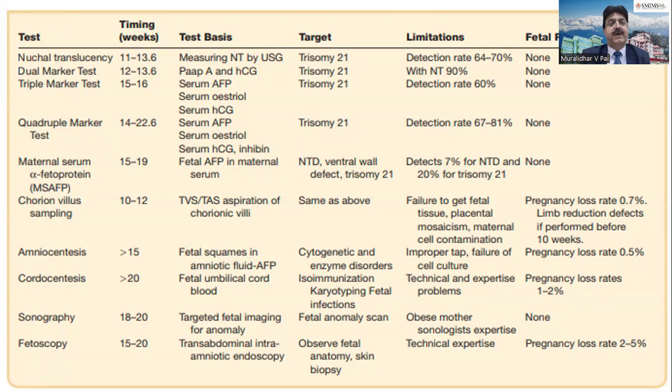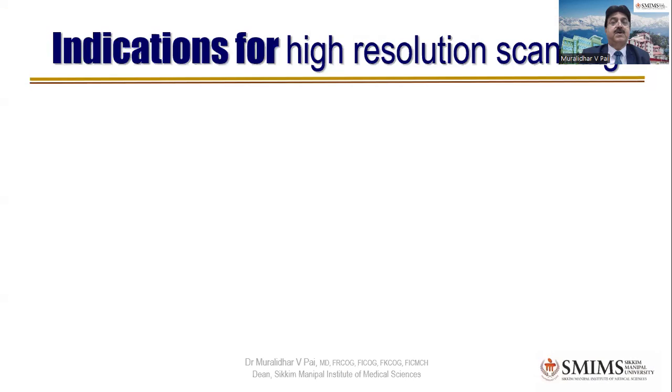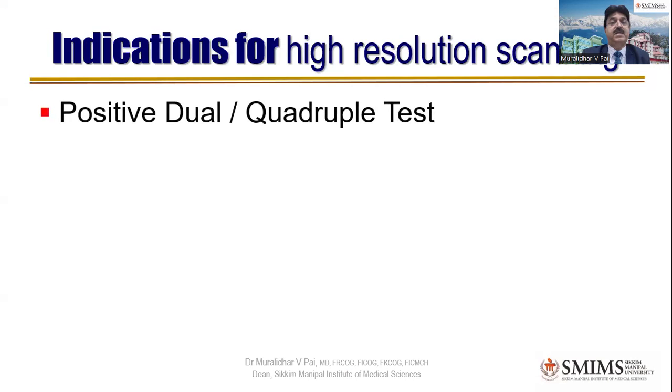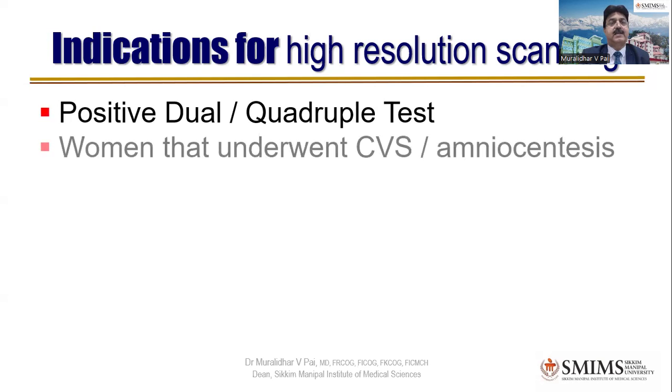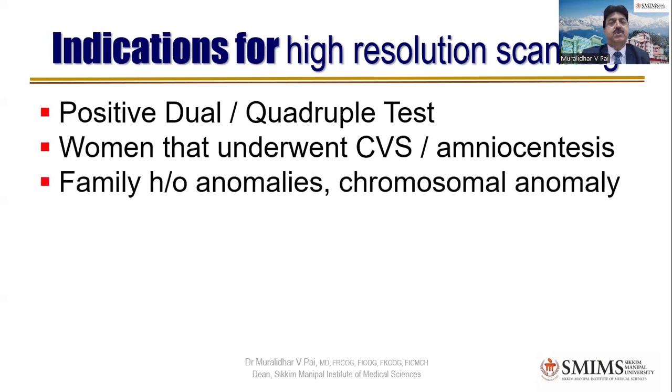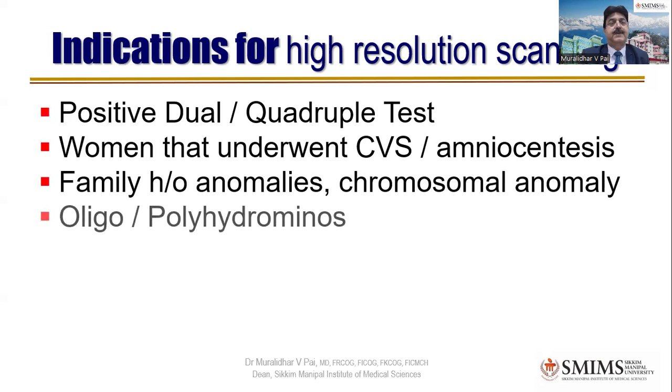Okay. So indications for high resolution scan: positive dual test or quadruple test, so that you will look for the anomalies very nicely and clearly. Women that underwent CVS or amniocentesis, one more time you have to see properly when the baby has grown to 20 weeks. Family history of anomalies or chromosomal anomalies.